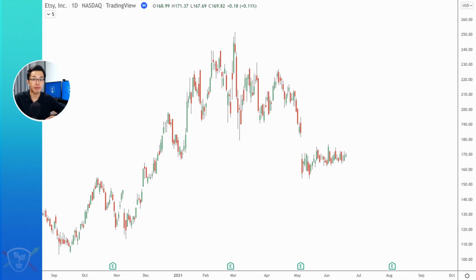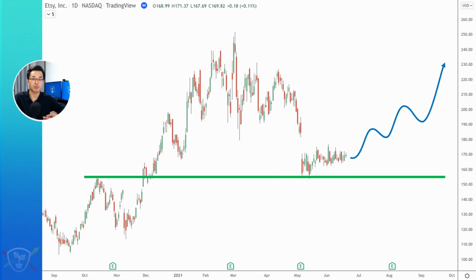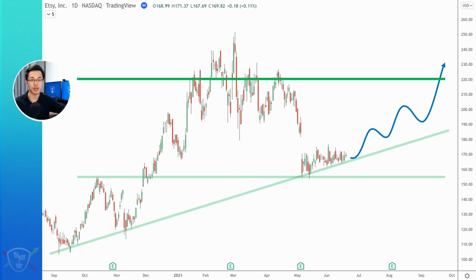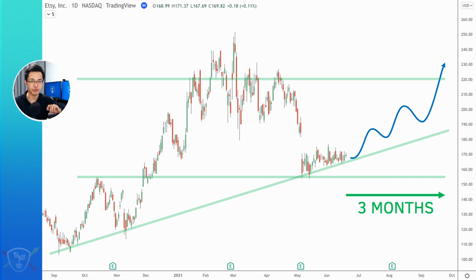Now let's say I've done my research and I think that the stock price is going to rebound from this 160 support line and also this trend line. But maybe I don't think that it will be a very big price movement because I see this 220 resistance line, which I think could cause the prices to consolidate. And the time frame for this to play out, maybe around 3 months.